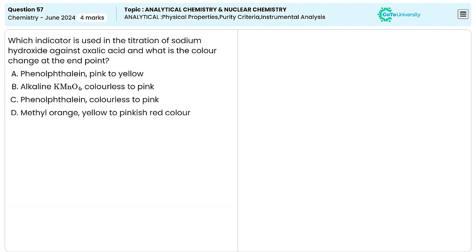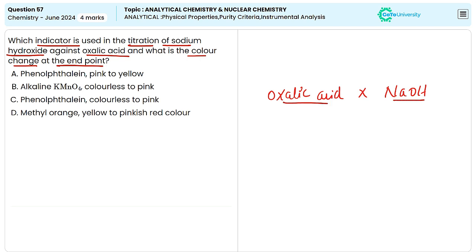It is given in this question, a titration is carried out between sodium hydroxide and oxalic acid. We need to identify the indicator used and the color change at the end point of the titration. This is a type of acid-base titration. Here oxalic acid is titrated against sodium hydroxide.